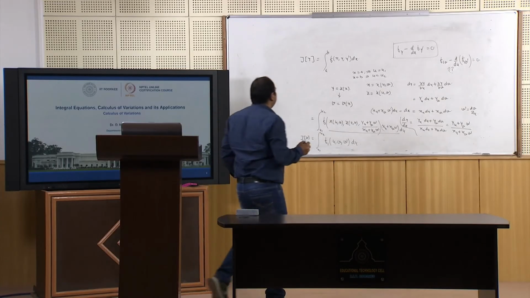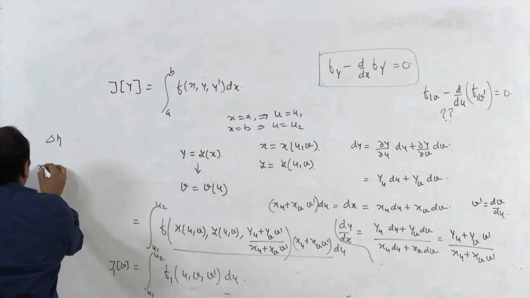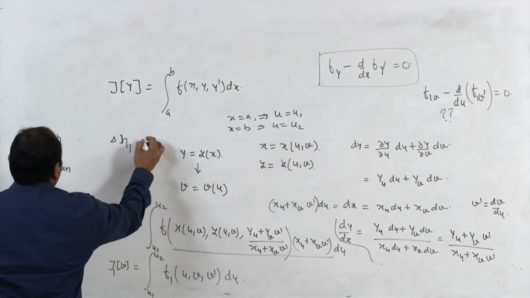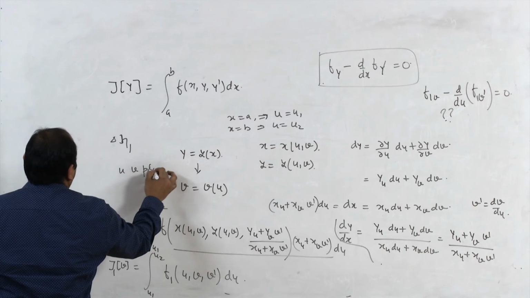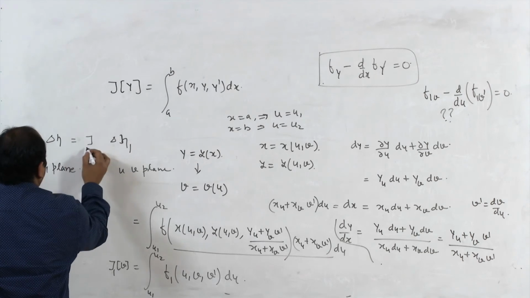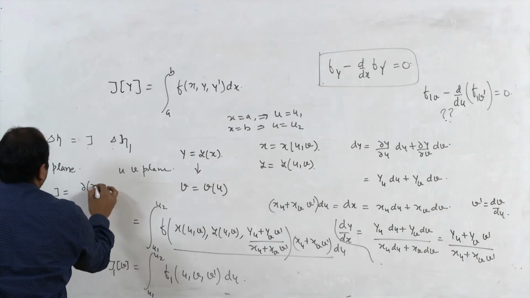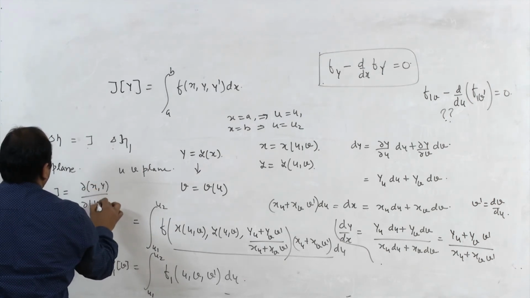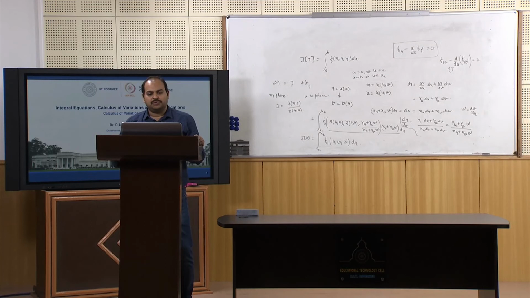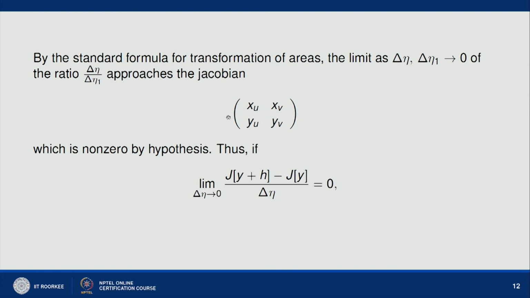So, here we can simply say that if we have area delta eta in the xy plane and delta eta 1 in the uv plane, then it is related by this, that Jacobian times delta eta is equal to delta eta 1, where the Jacobian is given by the determinant of x, y with respect to u and v, which is given by this formula: x_u x_v y_u y_v, which is non-zero by hypothesis. So, this we have already assumed that this is non-zero.